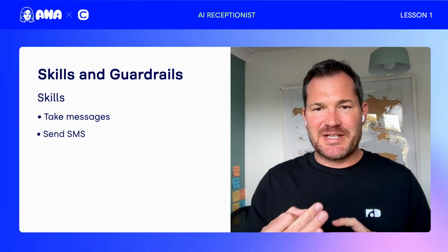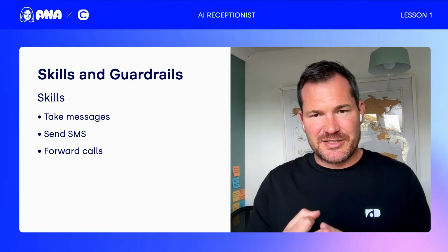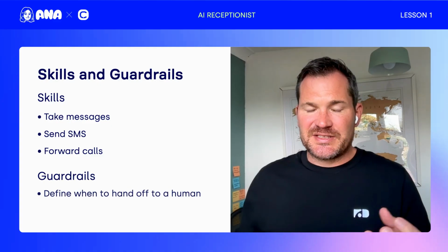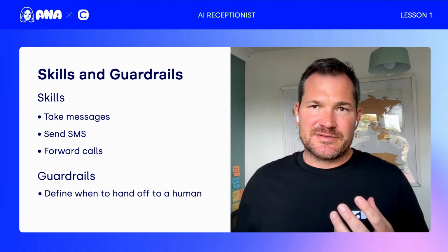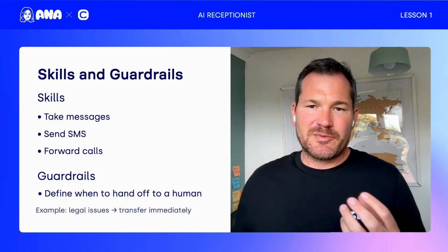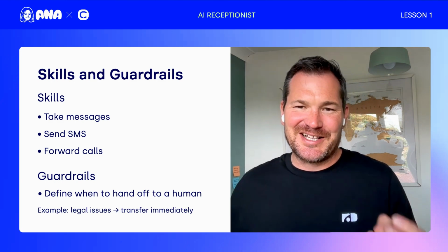And the difference between those is quite simple. The skills is, can it take a message? Can it send a SMS? Can it forward to the right human being in case a human is needed? And on the guardrails is, what are my guardrails around my company? So if someone says, I have a legal issue, you probably don't want an AI receptionist to start resolving this legal issue with the customer, but you would say, when that's mentioned, immediately pass it on to a human being to avoid any issues going forward. It's as simple as that.